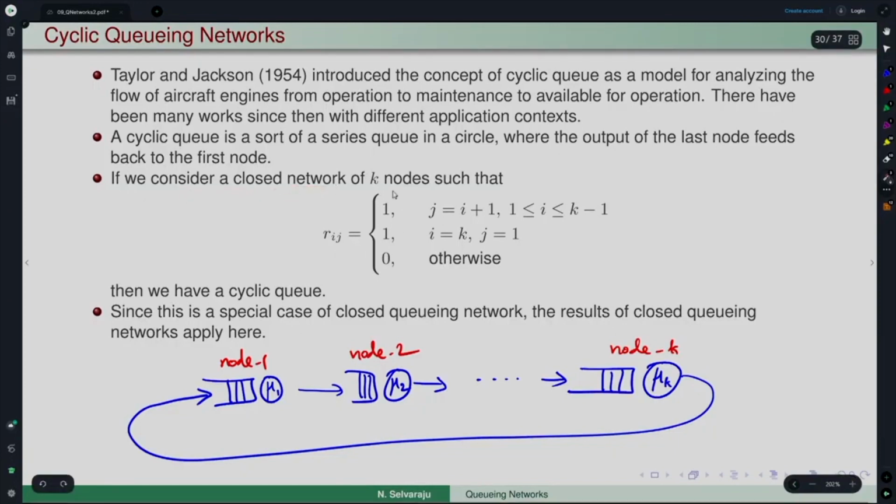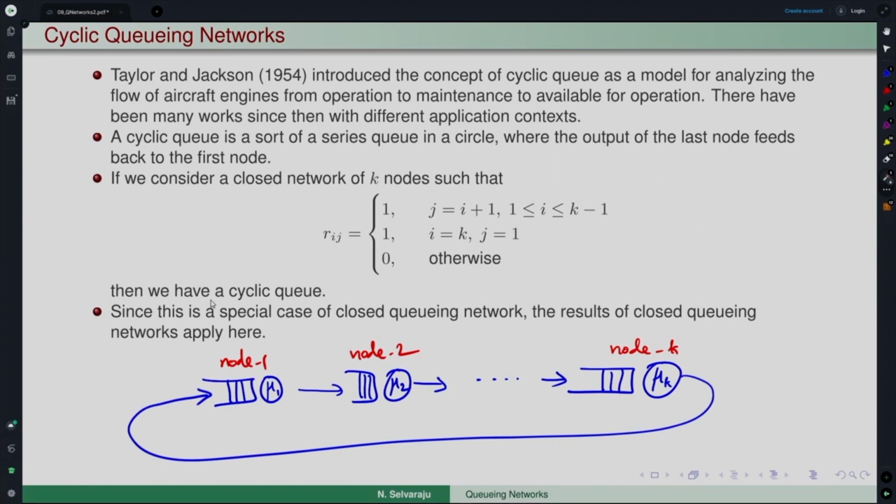So what is the setup? If you consider a closed network with k nodes like this, then my Rij, which is the probability of moving from i to j at the end of service completion at node i, is 1 if j is equal to i plus 1 for i from 1 to k minus 1, and when i is k, j is 1. That is this link, it is 1. All other Rij's are 0. Then we have a cyclic queue.